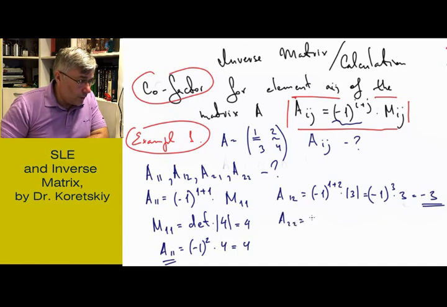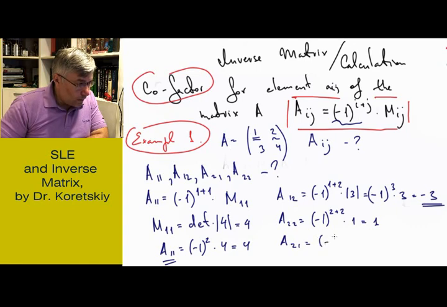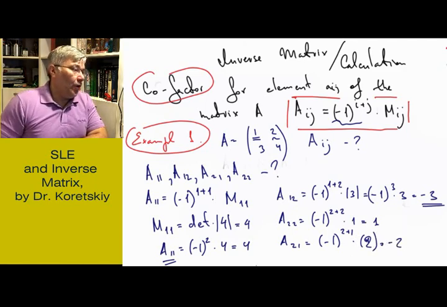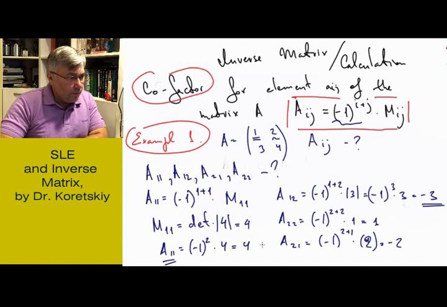And A22, it is minus 1 raised to power 2 plus 2 times 1, and A21, minus 1 raised to power 2 plus 1 times 1, not 1, but A21 it is 3, so times 2, and it gives minus 2. Okay, next one example.